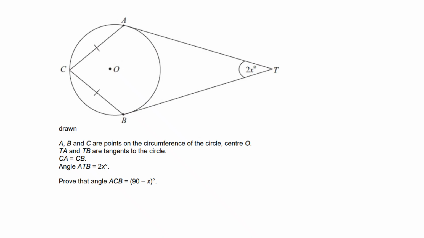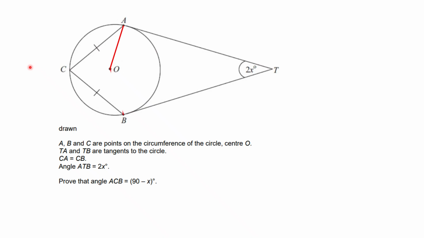This is another proof question. It's asking us to prove that angle ACB is 90 minus x. So where is angle ACB? ACB is this angle here. So we need to prove that this angle is 90 minus x.